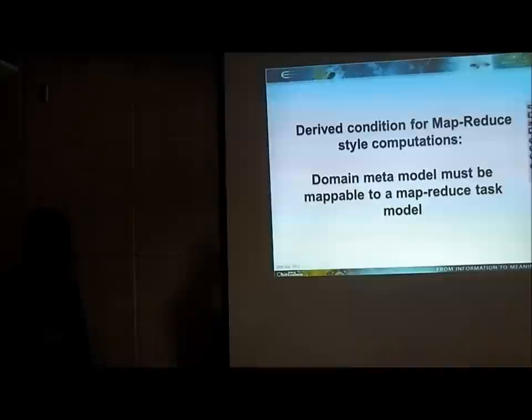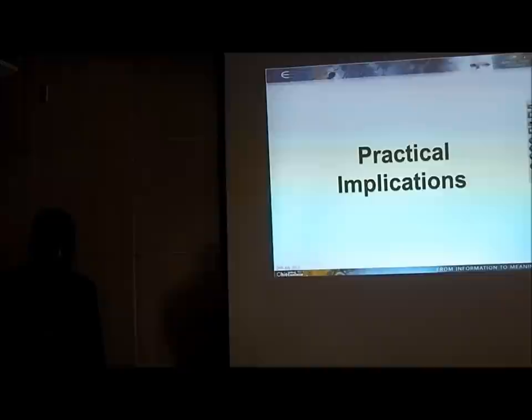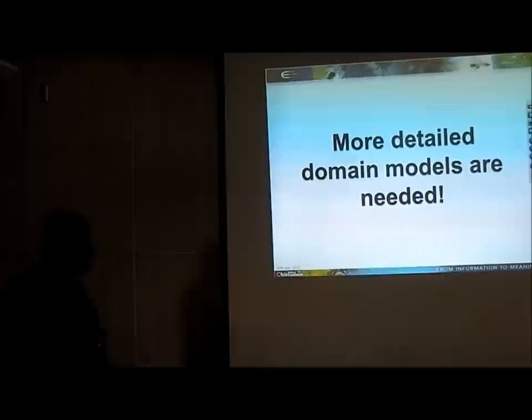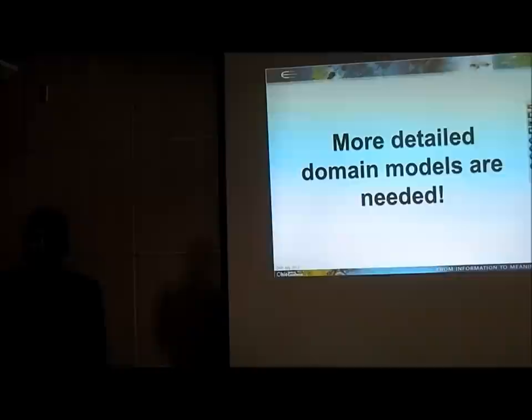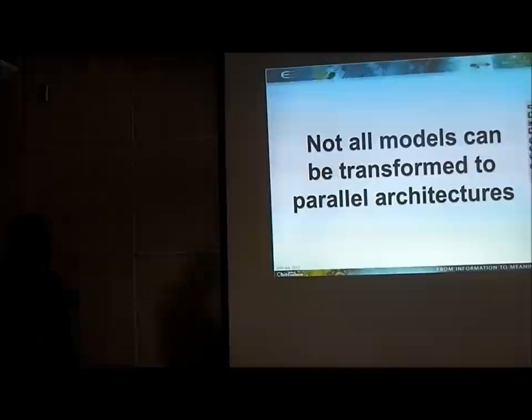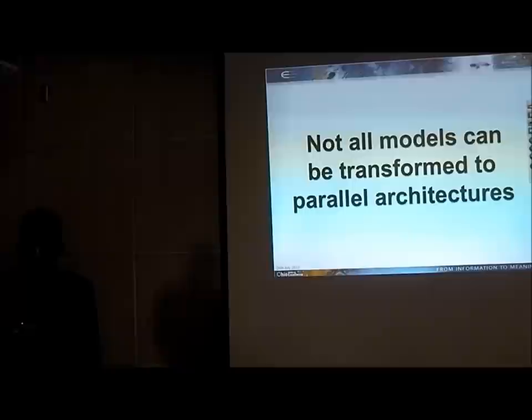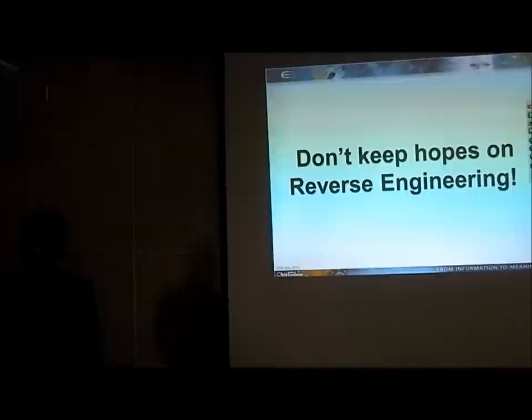Now, this all looks pretty mathematical, but what is there in practice for it? Basically, it means you have to put a lot more effort than usual into creating these domain meta models. So that implies something about the effort that you require. On the other hand, it implies that unless you get the ability to transform your models into, say, MapReduce, not all models may be able to do a MapReduce style. Or, most importantly, you may not be able to reverse engineer things. So in practice, there may be a possibility of doing that.